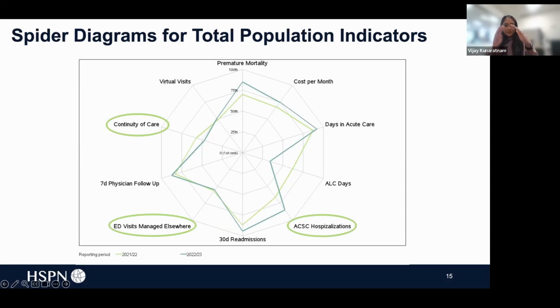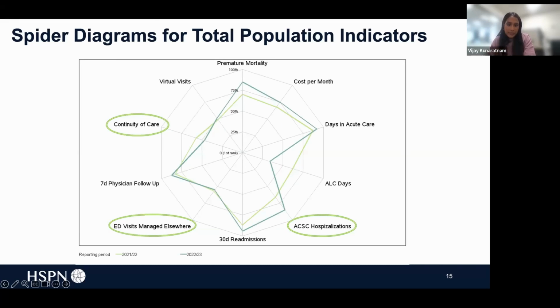And as mentioned, we have that light gray web that indicates the ranks. The light green points represent the OHT's performance for 2021 and 2022. And the darker green represents the OHT's performance for 2022 and 2023. So you can see here, this particular OHT seems to have some issues with ACSC hospitalization, a few issues for avoidable ED visits as well, and slightly less concerning issues for continuity of care.